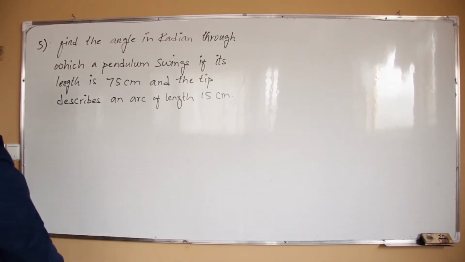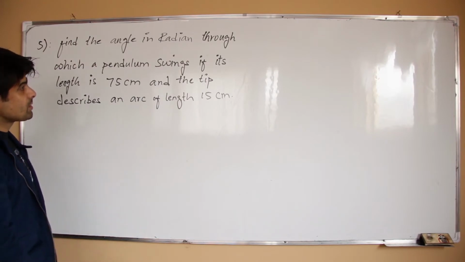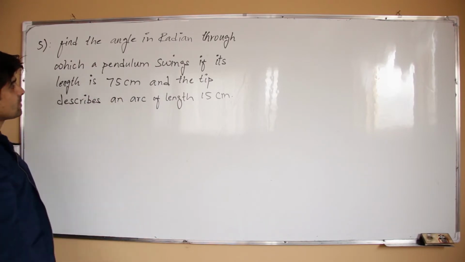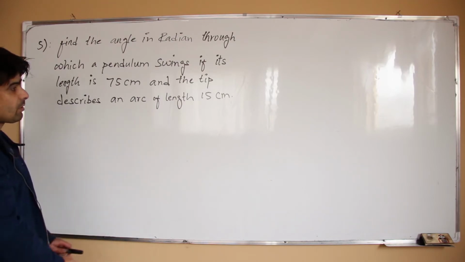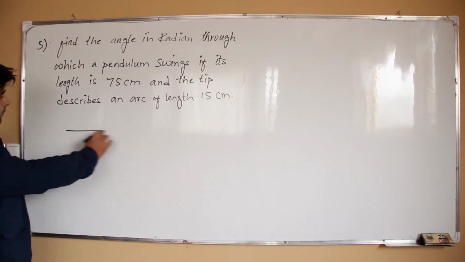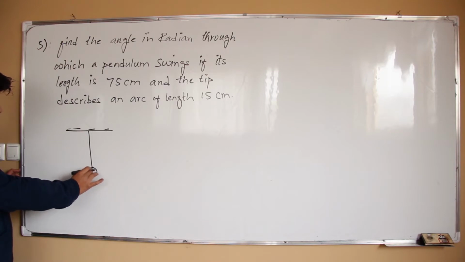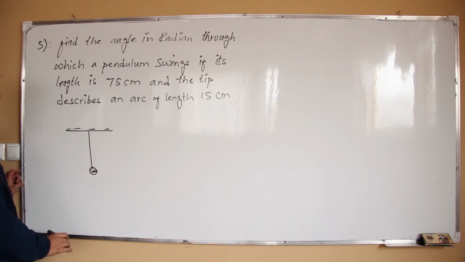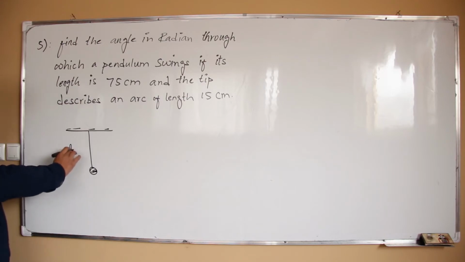Question number 5. Find the angle in radian through which a pendulum swings if its length is 25 centimeter and the tip describes an arc of length 15 centimeter. By the way, we have a pendulum here. This is our pendulum. Now it swings first. What is the length? Length is 25 centimeter of this one.